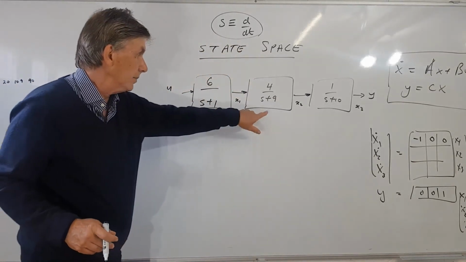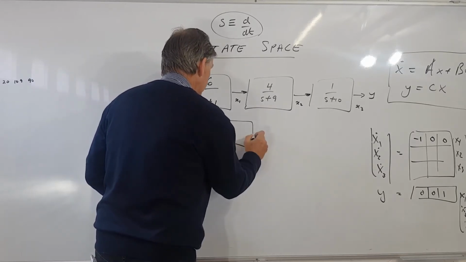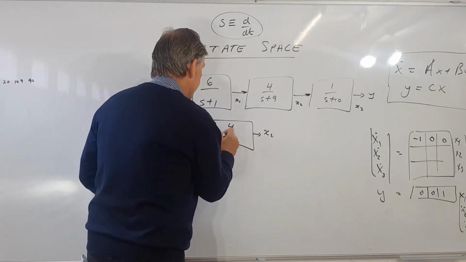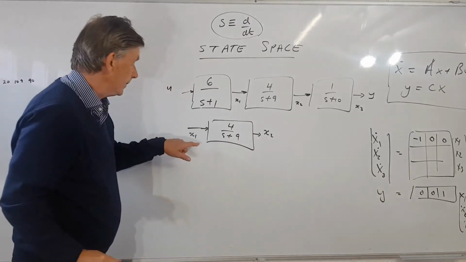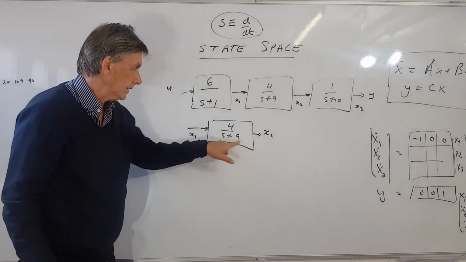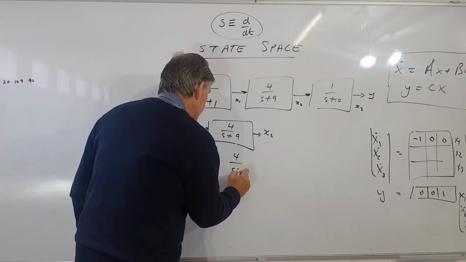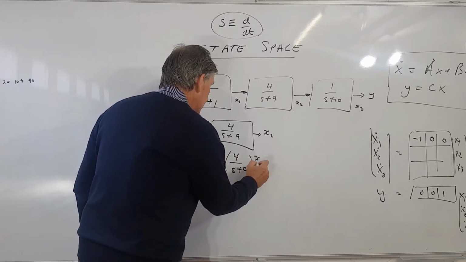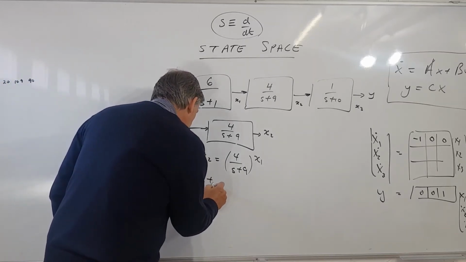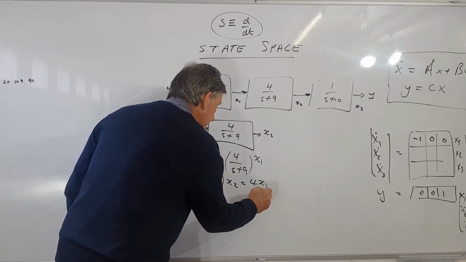So we're going to do the next one now. The next one we take the second block. So put the second block down. This time x2 is coming out and x1 is going in. And we've got a 4 of s plus 9. We can then say that this is this times this. So you get x2 equals 4 of s plus 9 times x1. Move the s plus 9 up here. So you get s plus 9 times x2 equals 4x1.